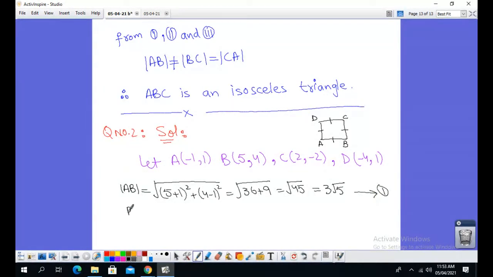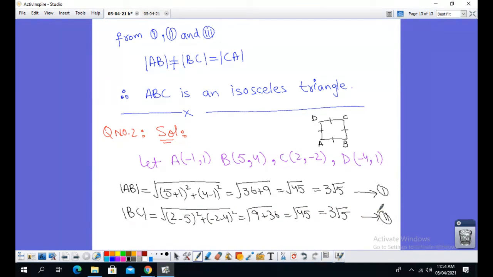The second one is we take the distance between B and C, and according to the distance formula, x2 minus x1 plus y2 minus y1, again we have 9 plus 36, which becomes square root 45, which further becomes 3 square root 5.